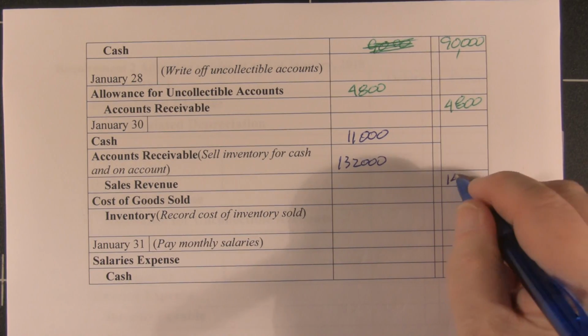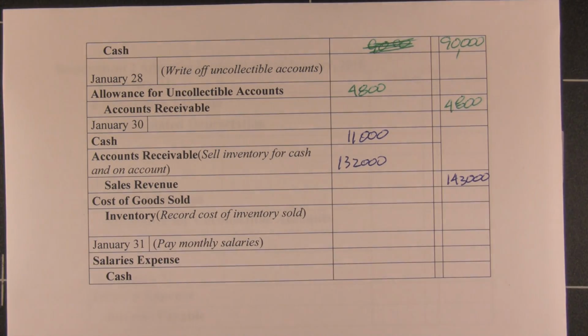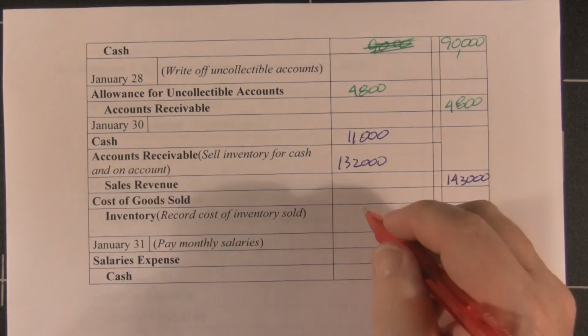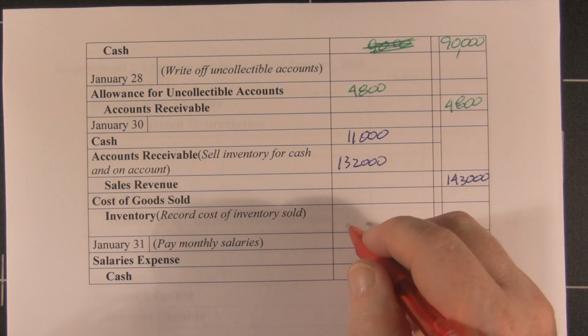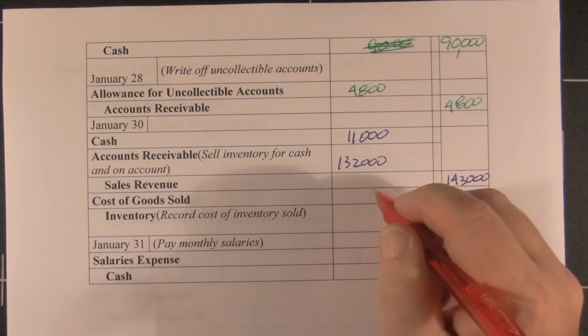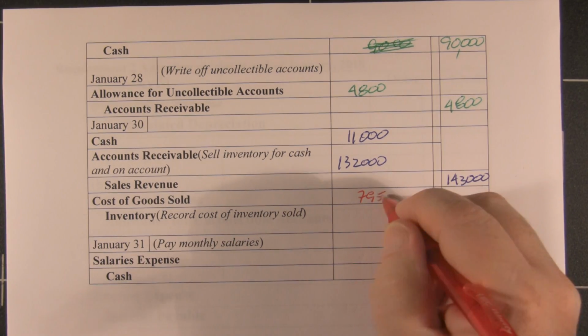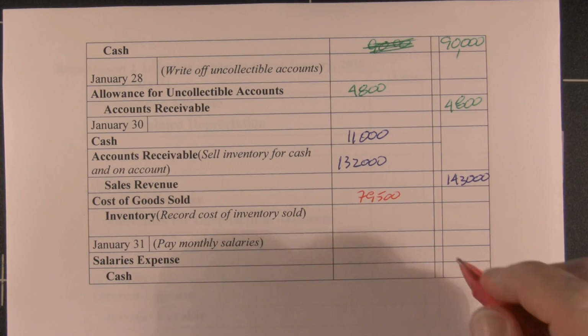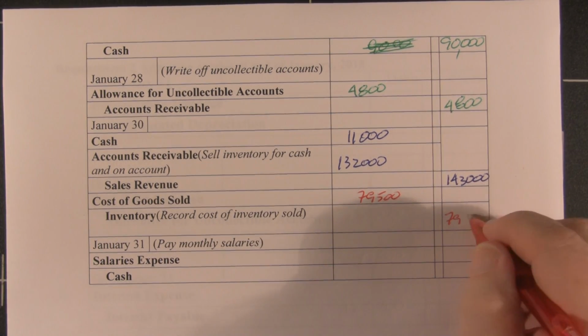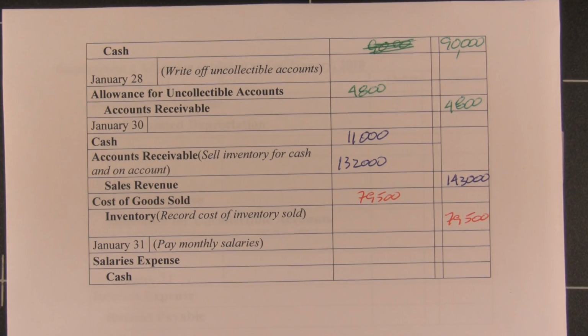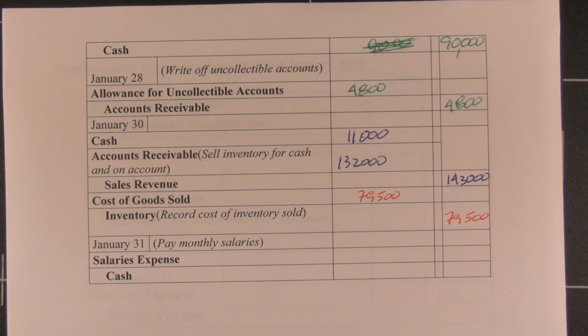But keep in mind, we use perpetual inventory, so we have to also record the reduction of the inventory. We have to keep track of that. So they tell us that the cost of goods sold was $79,500. That's what we paid for it. So that's a debit to cost of goods sold, $79,500, and we credit our inventory by $79,500.